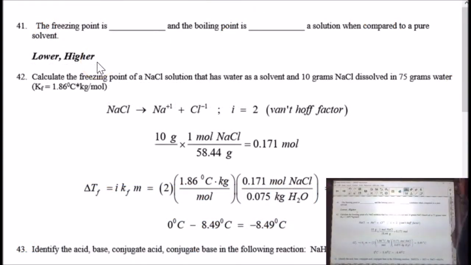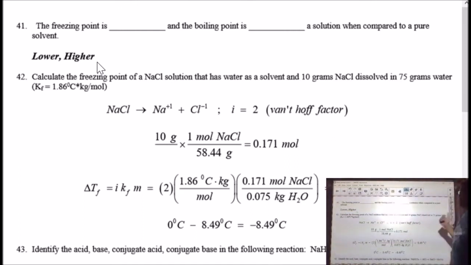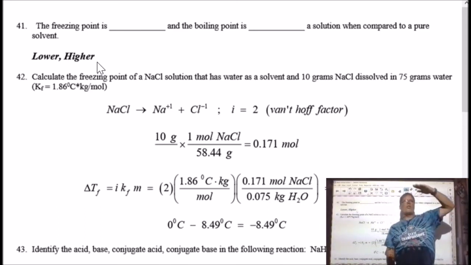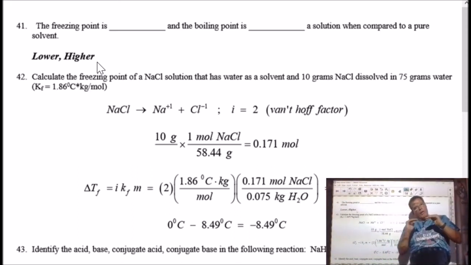All right, number 41 says the freezing point is lower and the boiling point is higher when compared to a solution of a pure solvent. So if I have pure water and I add salt to it, it will raise the temperature at which it boils, and it will also lower the temperature at which it freezes. So it actually moves away from that. Here's the main reason why, and we really didn't talk about it in class, but when you look at whatever you're adding to water, as long as it has a higher boiling point, like sodium chloride has a much higher boiling point than water, because it's a solid at room temperature.